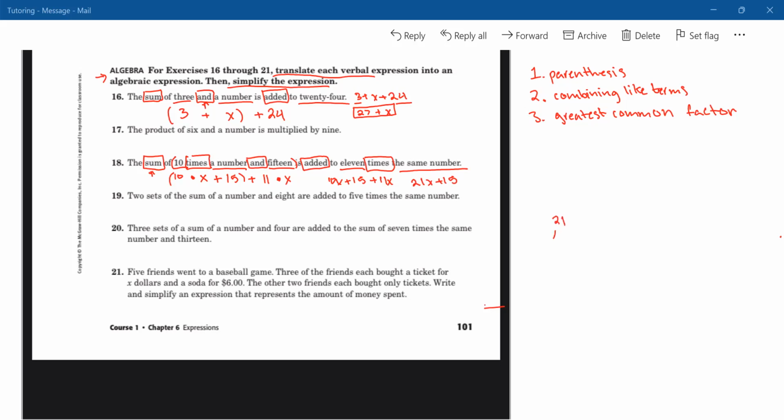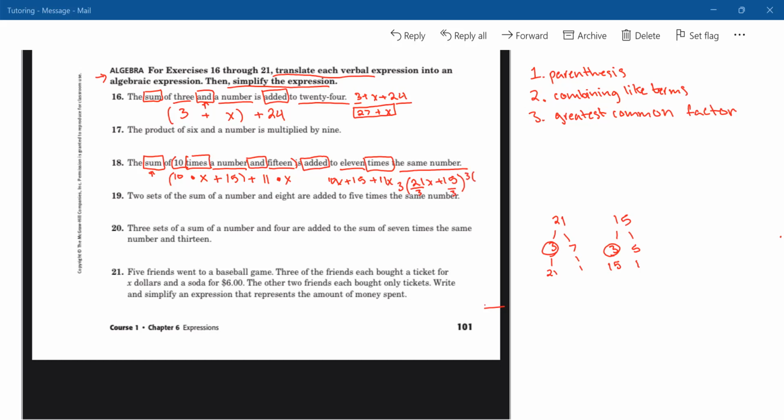21 is divisible by 3 and 7, and 21 and 1. 15 is divisible by 3 and 5, and itself and 1. We see that the greatest common factor is 3. So we'll divide each number by 3, put them in parentheses, and then multiply the parentheses by 3. And our final equation will look like this.